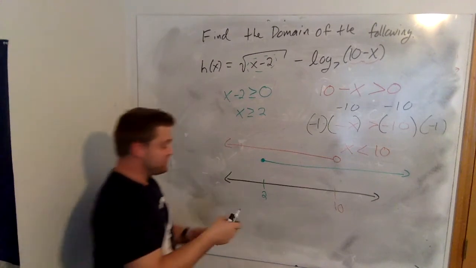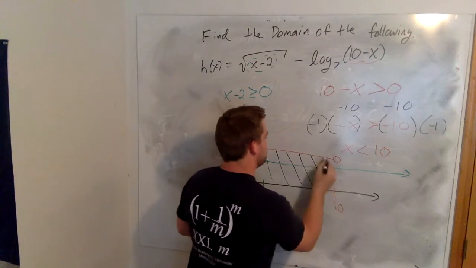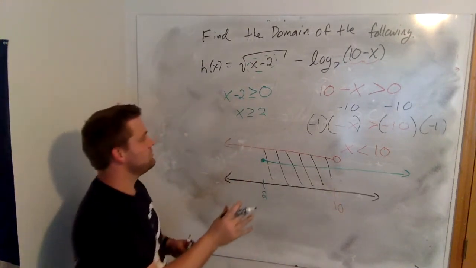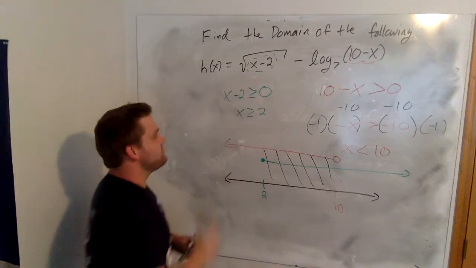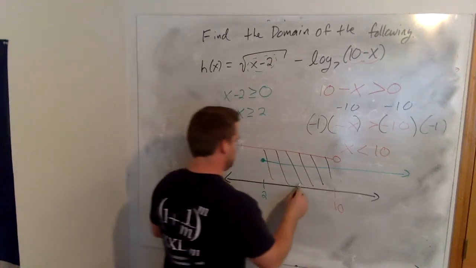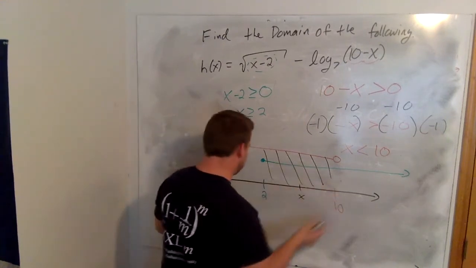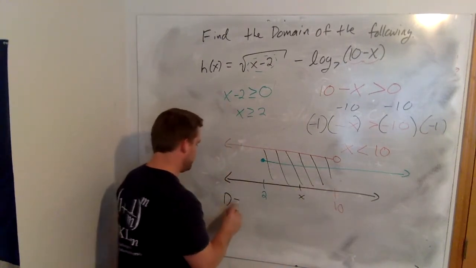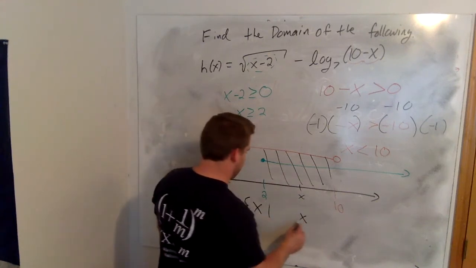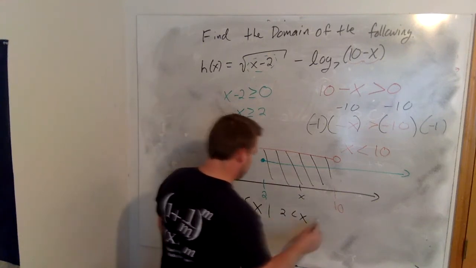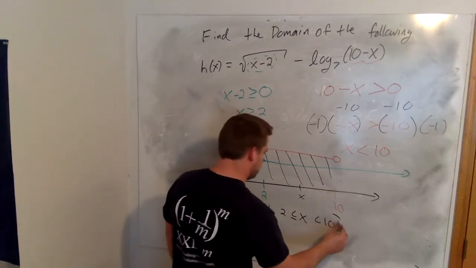I need to look at the intersection of these two sets of numbers, and that'll be this region right here. This is the region. These are the set of inputs that this function can eat. Okay? So x has to live between 2 and 10. It can be 2, it can't be 10. So what's the domain? Well, we'll write it in two different ways. In set builder notation, well, x can be between 2 and 10. It can be equal to 2, it can't be equal to 10.